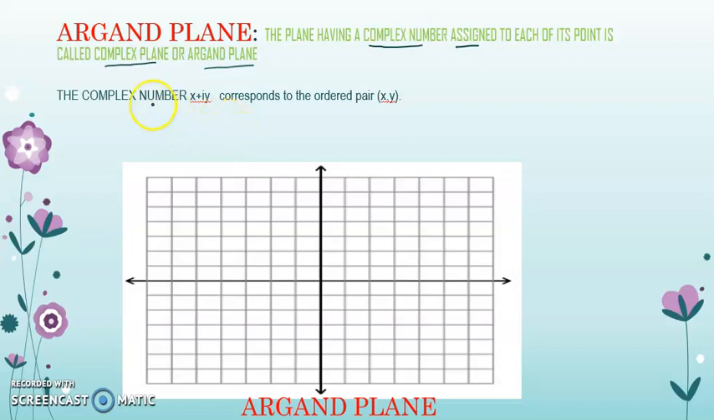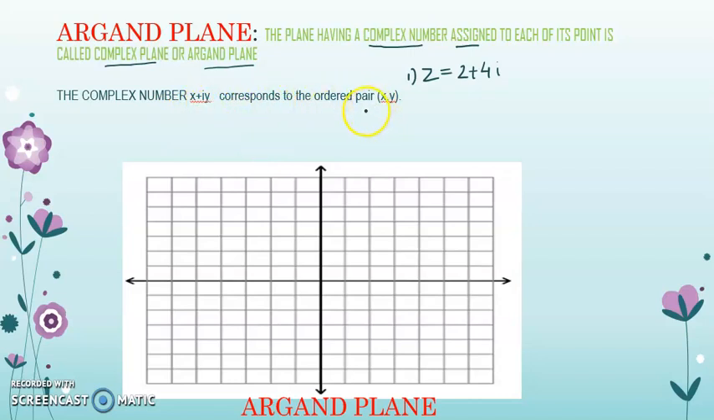Another important thing, the complex number x plus iy. By this time you should be sure how to represent a complex number. A complex number is always shown by z is equal to x plus iy, and it corresponds to the ordered pair x, y. So what does this mean? Understand this, the complex number x plus iy corresponds to the ordered pair.